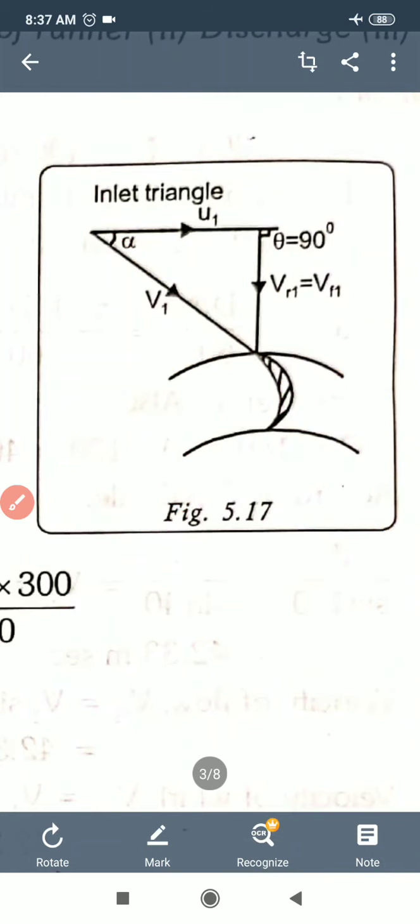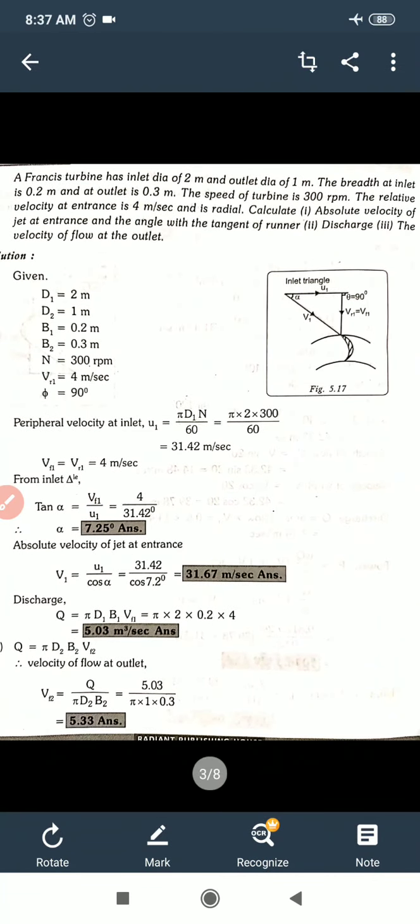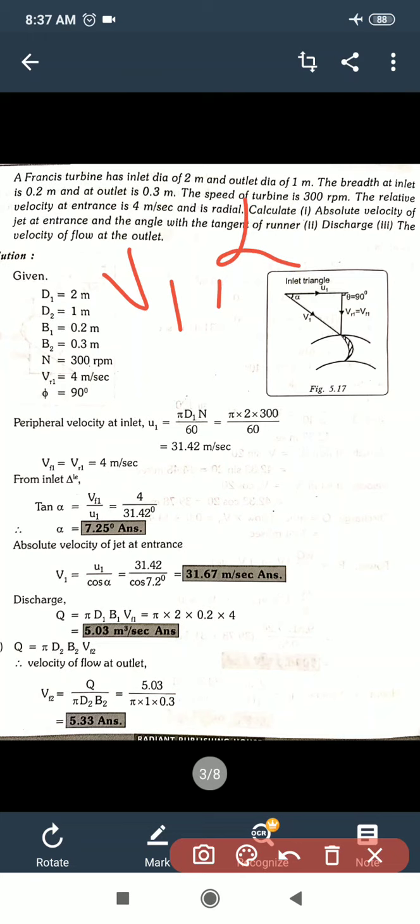Now let us solve the problem. You are asked to find the absolute velocity, that means v1, and alpha, and discharge Q, and then vf2. So these are the values to be calculated. See the details. v1 can be calculated from the inlet velocity diagram. This is the v1, so from there only you can find that value.